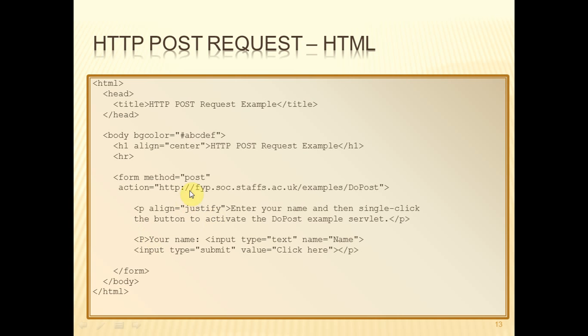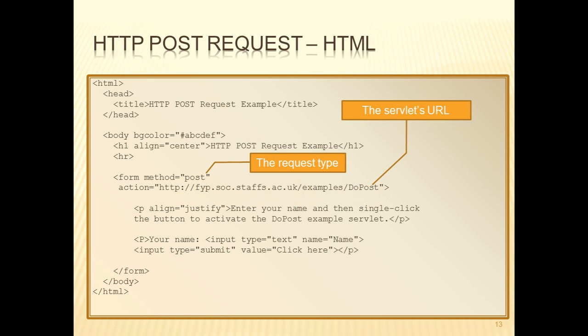Now with this example, to make our request a POST request, it's as simple as changing method equals get to method equals post. We have to put in the URL of the servlet. And again, I emphasize it's the URL of the servlet, not the servlet class name. And I'll talk on another occasion about how the container decodes that URL and works out which actual class is to be executed.